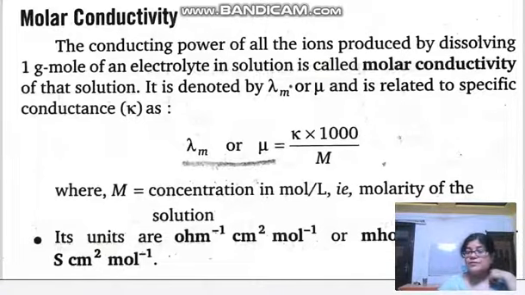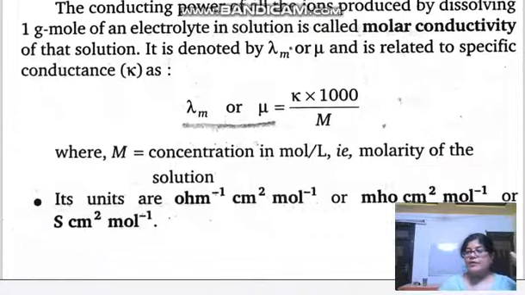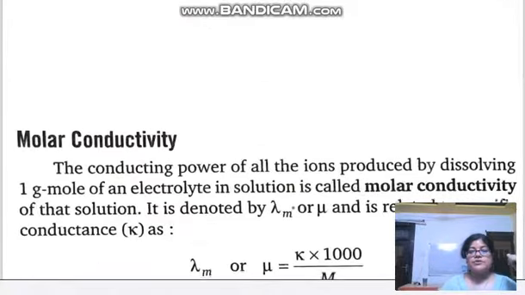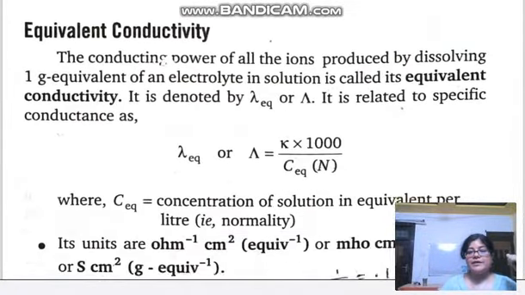Now the formula is kappa into 1000 divided by m, where it is molar conductivity so we write lambda m. Kappa is the specific conductance, and m is the molarity, the concentration of the solution. Now what is its unit? The unit of kappa is Siemens per centimeter and the unit of molarity is mole per liter, so its unit becomes Siemens centimeter square per mole. Okay, now comes the next topic of equivalent conductivity.